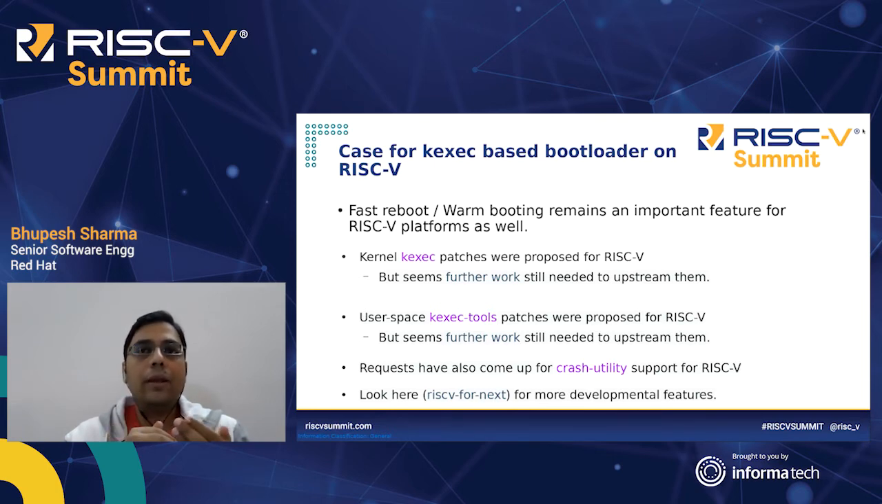Also, since I co-maintain the crash utility code upstream, I can share with you that there is an interest in seeing the RISC-V architecture supported there as well, because people want to debug the root cause of a kernel crash on the RISC-V architecture using the vmcore file that they get, and they can use the crash utility to analyze that vmcore file, and that allows them to root cause the kernel failure easily. So just look at the RISC-V for-next Git branch for more development features that are already available on the RISC-V architecture.